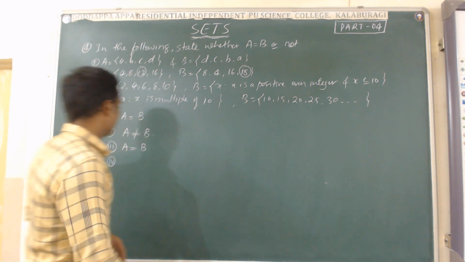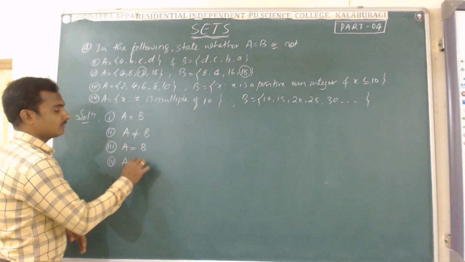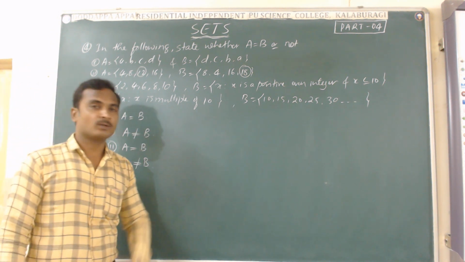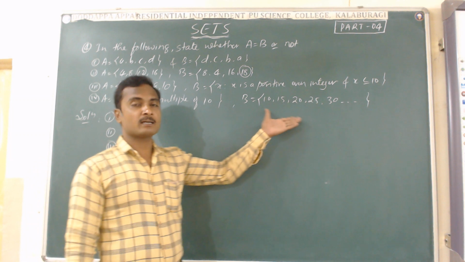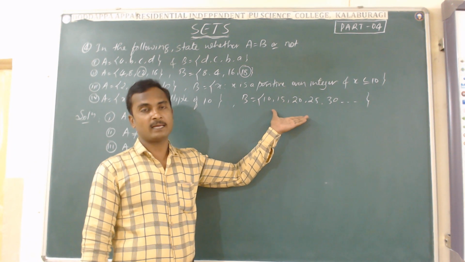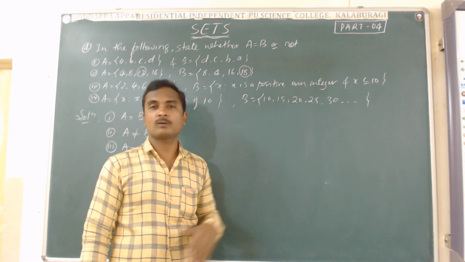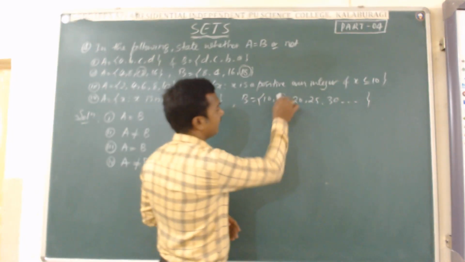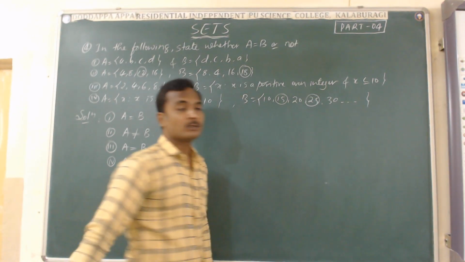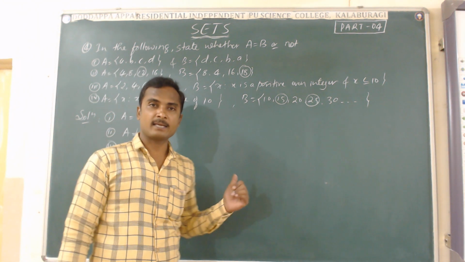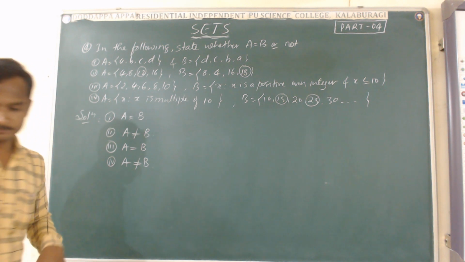Therefore, no doubt, what is the answer? Your answer is set A is not equal to the set B, because you can see if they are multiples of 10, then they must be like 10, 20, 30, 40, 50 and so on. But the elements 15 and 25 are not multiples of 10. Clearly the answer is the set A is not equal to the set B.